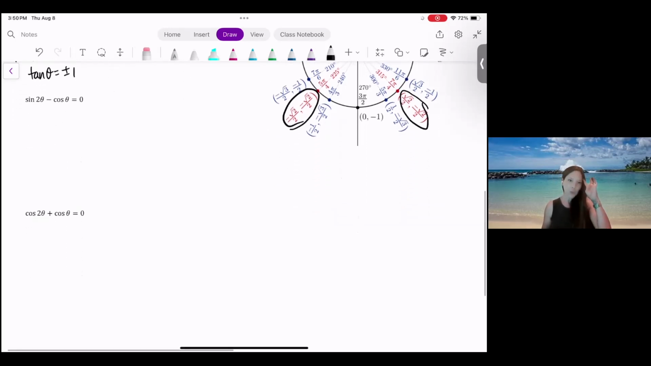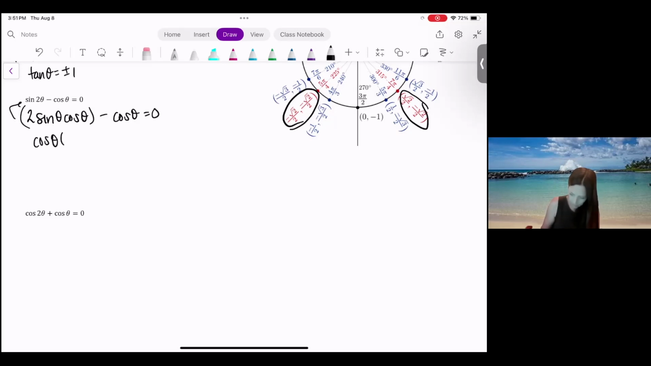Now I have the sine of 2 theta minus cosine of theta. I'm going to use the double angle formula for sine to rewrite sine in terms of cosine. So the sine of 2 theta is going to become 2 sine theta cosine theta, minus cosine of theta equals 0. Both of these terms have a cosine of theta that I can factor out. That leaves me with 2 sine theta minus 1 equals 0.